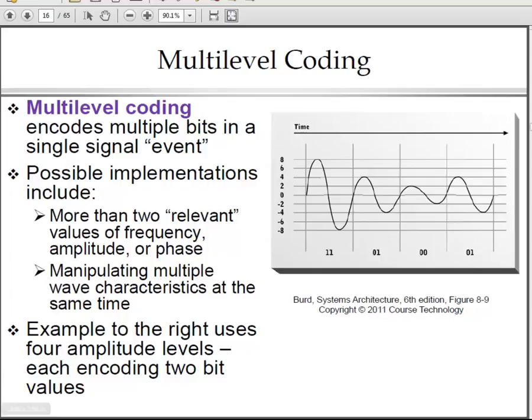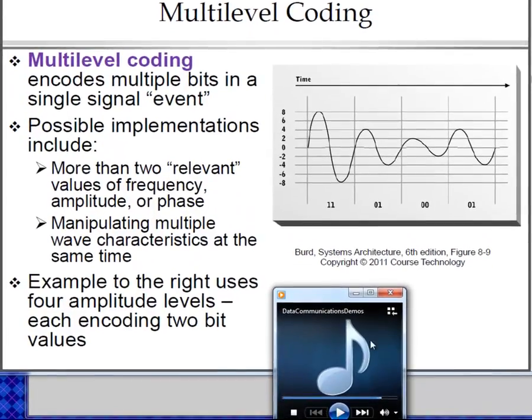Okay, I do have a sound example for this. What does this sound like? It sounds like this.